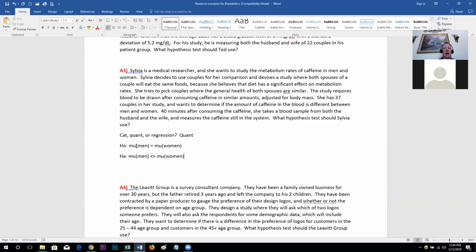We don't know if the men are less than or higher. If it was greater than, it would change it up, would it not? Say it again. If it was less than, like say we want to find if men are greater than women, then it would be different. Yeah, men are greater than would be here, or we could say men are less than would be there. They just said different, so we'll do not equal to.